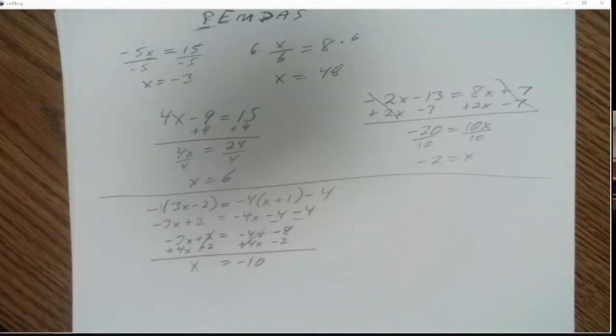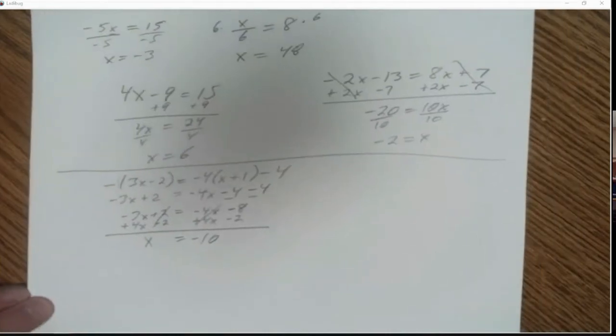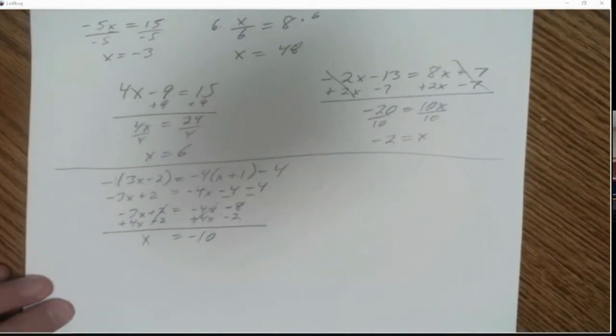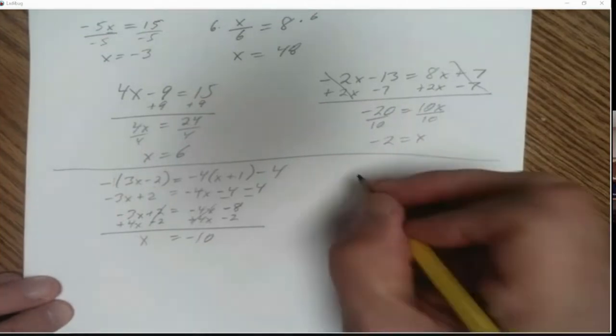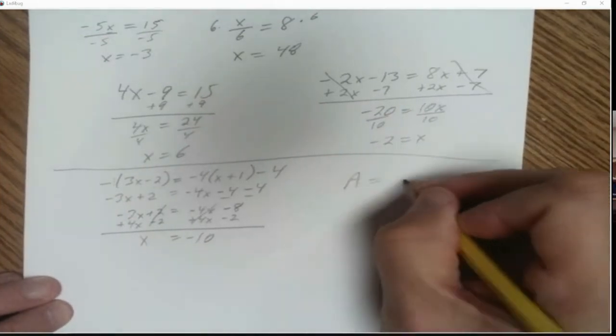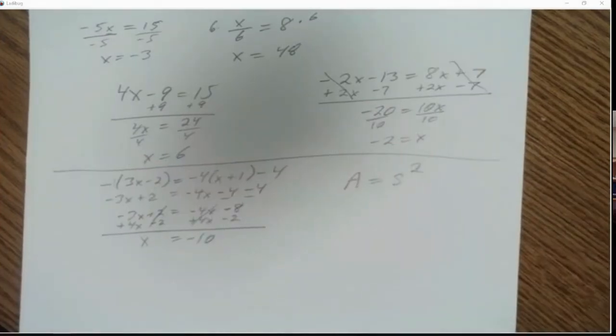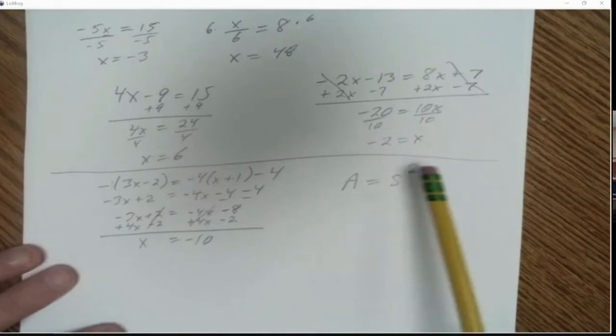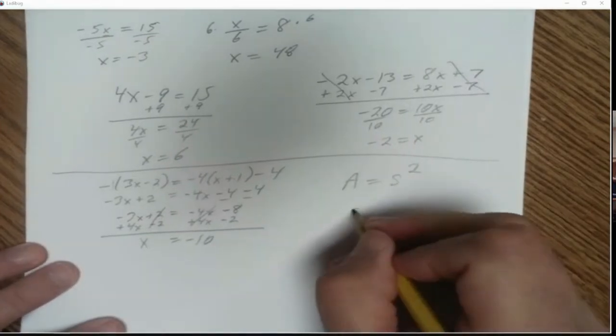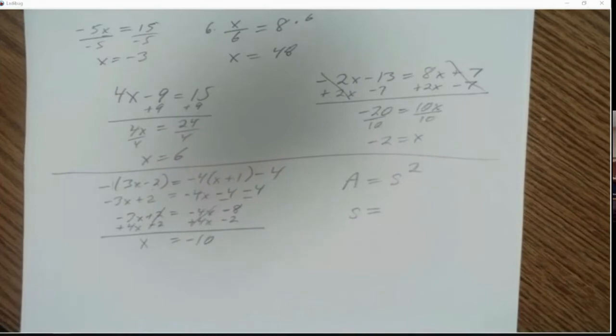All right. One last thing from lesson 1, review of algebra. Area equals side squared, right? That's how you find the area of a square. Area equals side squared. If I want to rearrange that for S equals, how would I do that? How would I get what S equals from that formula, rearranging that?